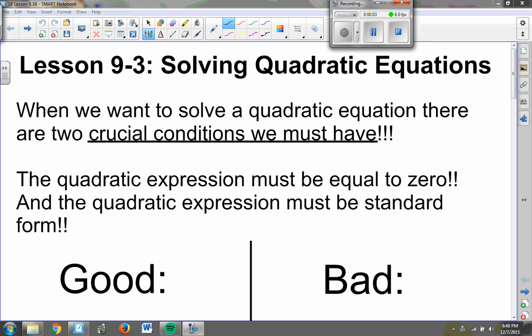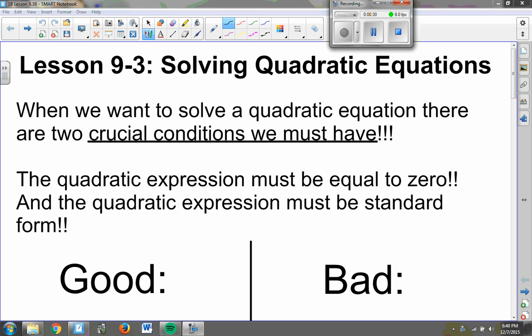All right, Algebra 1B students, welcome to part 2 of lesson 9.3 on solving quadratic equations. We're going to look at a different way to solve quadratic equations of a certain form tonight. If you don't like graphing, this is the method for you. If you're more of an algebraic person than a picture person, you'll want to pay close attention here.